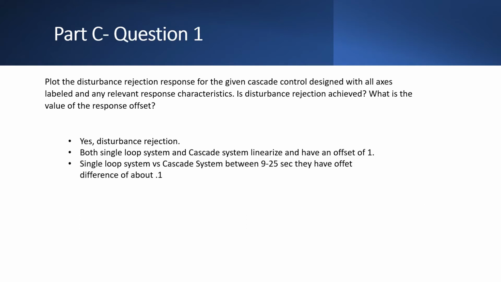And just here to verify the questions that were answered. Is disturbance rejection achieved? Yes, disturbance rejection was achieved. What is the value of the offset response? We have an offset of 1. But if we compare separately at 9 to 25 seconds, we have an offset difference of about 0.1.